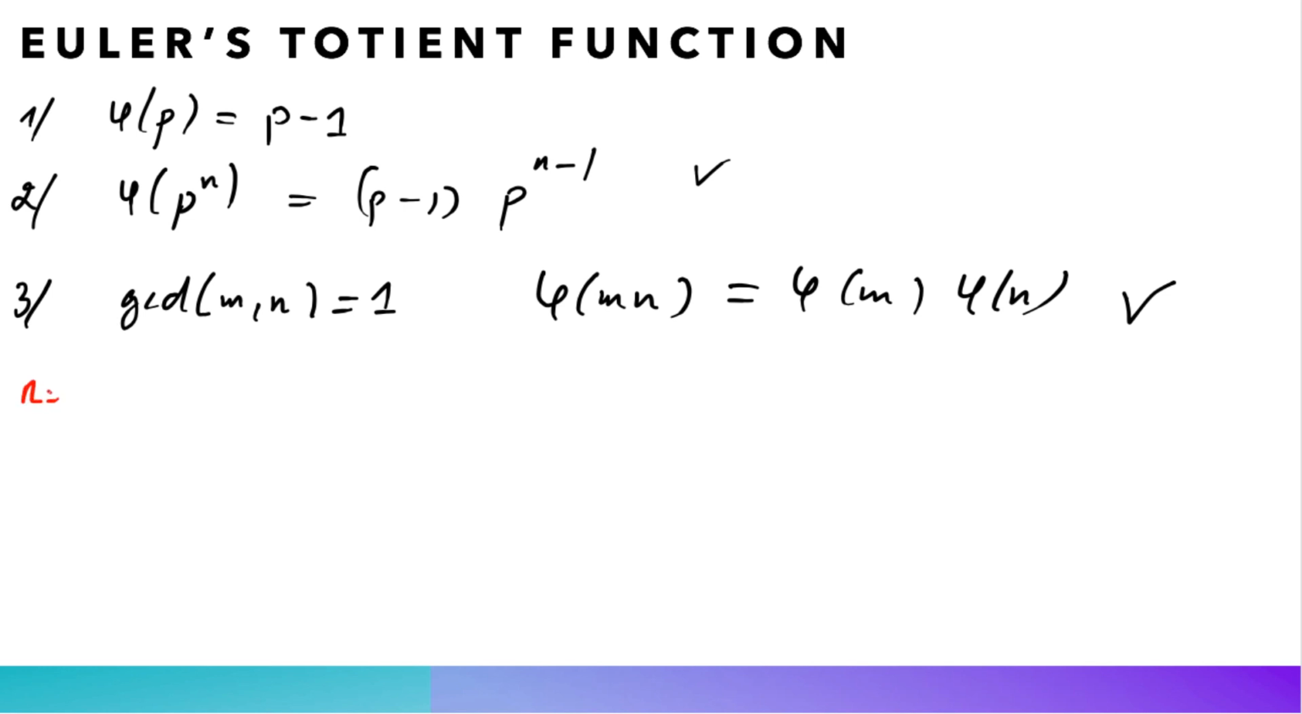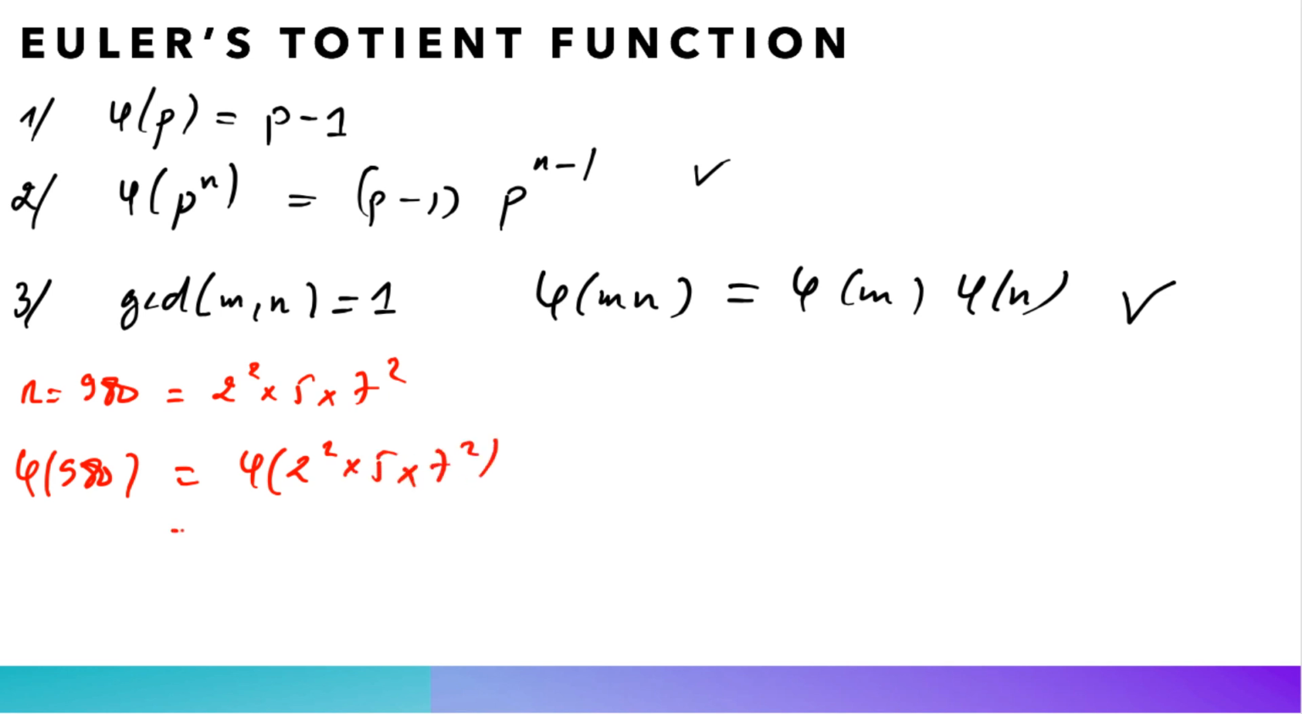If we take n equal to 980, we see easily that n is equal to 2 squared times 5 times 7 squared. So from here we get that phi of 980 is equal to phi of 2 squared times 5 times 7 squared, and this is equal to phi of 2 squared times phi of 5 all times phi of 7 squared. And this is actually because 2 squared and 5 do not share any common divisor, except 1 of course, and it is the same thing with 7 squared.